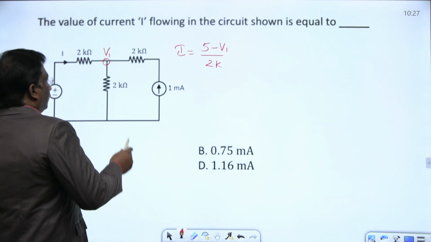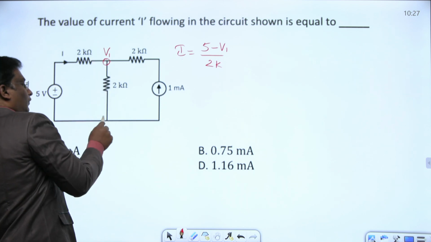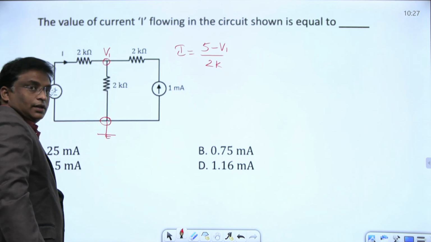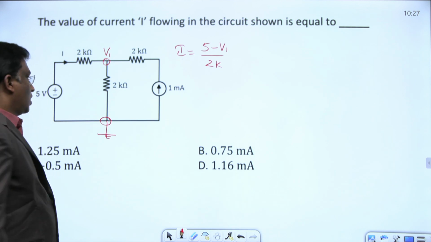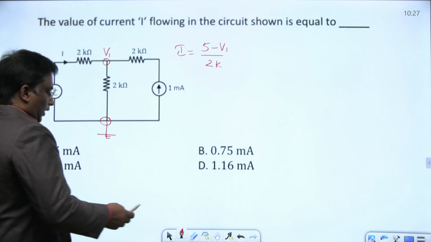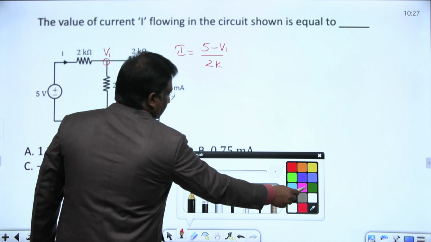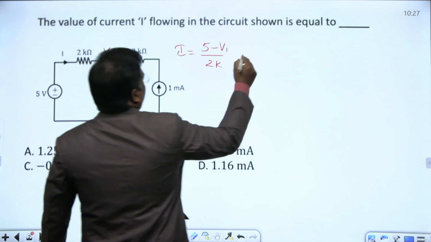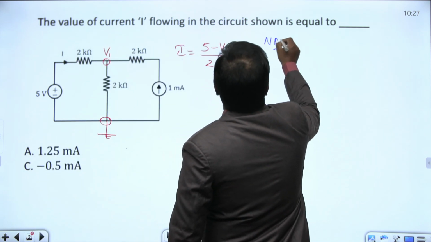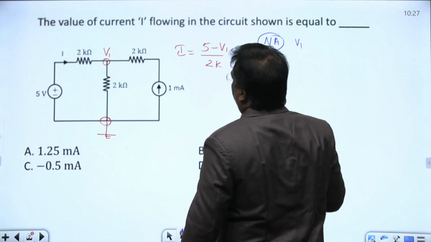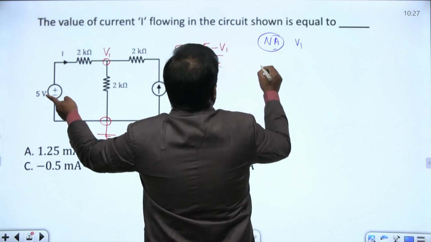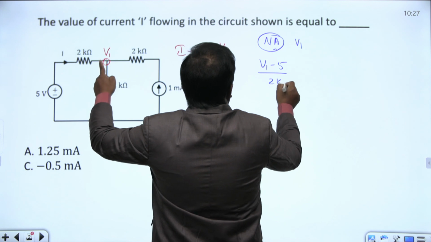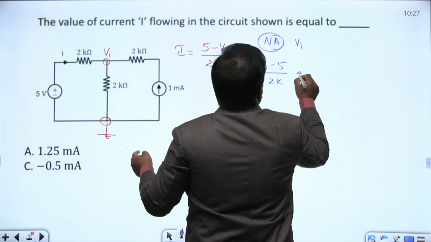How to find V1? Let us assume this voltage with respect to ground. Let us take this node as a reference node and assign ground potential to it. Just apply nodal analysis here. If I apply nodal analysis at V1, this voltage minus this voltage: V1 minus 5 divided by 2k. Similarly, V1 by 2k.